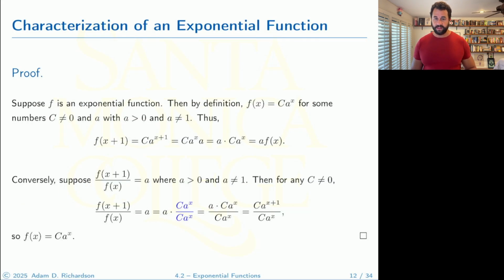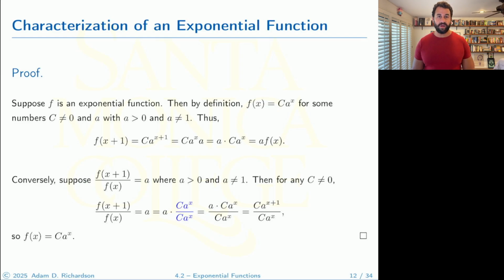All right, let's prove this. So this is a pretty straightforward proof. It's kind of nice. We're going to prove that there's actually a defining characteristic of an exponential function. This is an equivalent statement, so we've got to do both directions. So first we'll suppose that f of x is an exponential function. Then by definition, f of x has this form, right? C times a to the x.